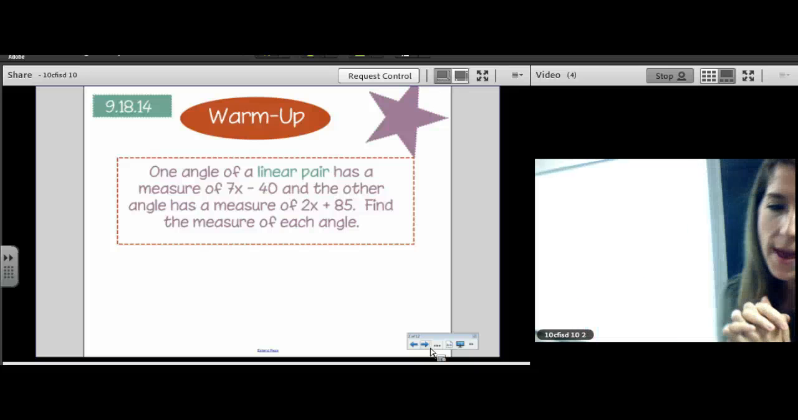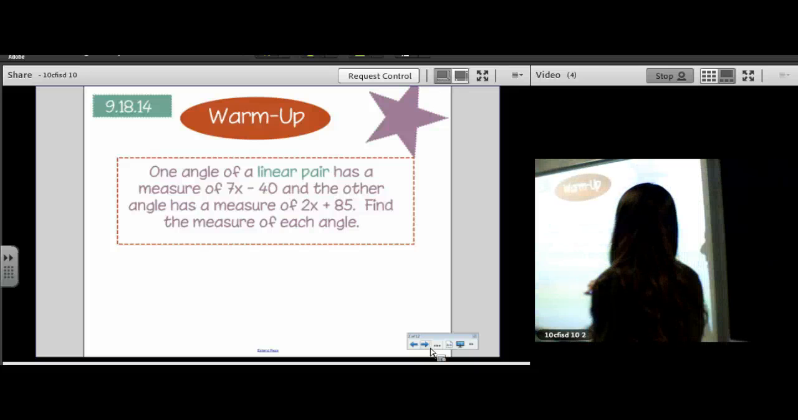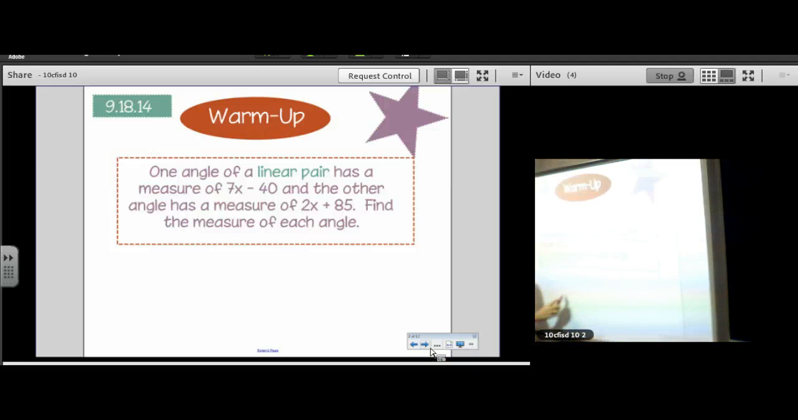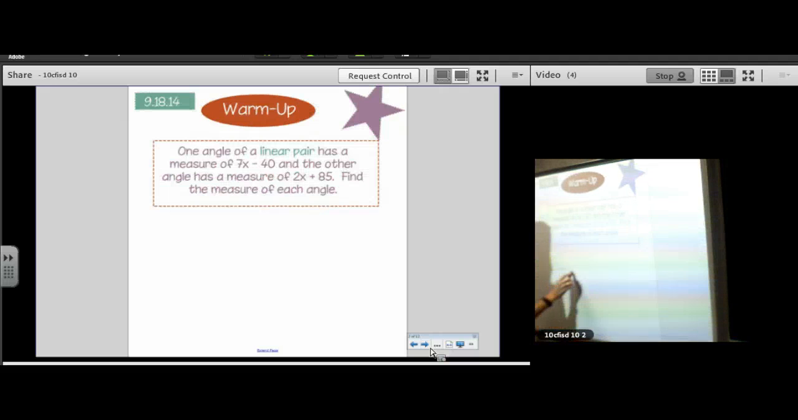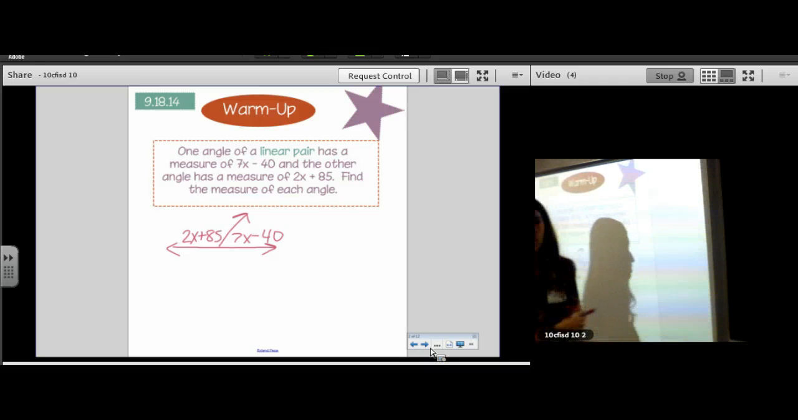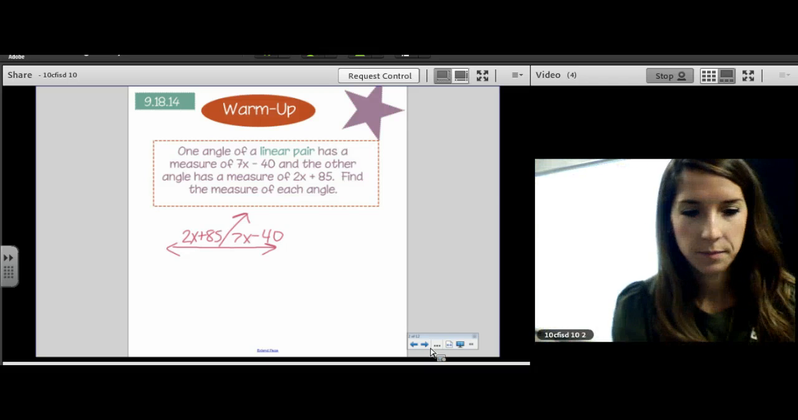We know what a linear pair is, right? It always helps to sketch a picture. Even if you don't need a picture, it's good practice with your vocab. So sketch yourself a linear pair. One of the angles is 7x minus 40, and the other angle is 2x plus 85. Find the measure of each angle.